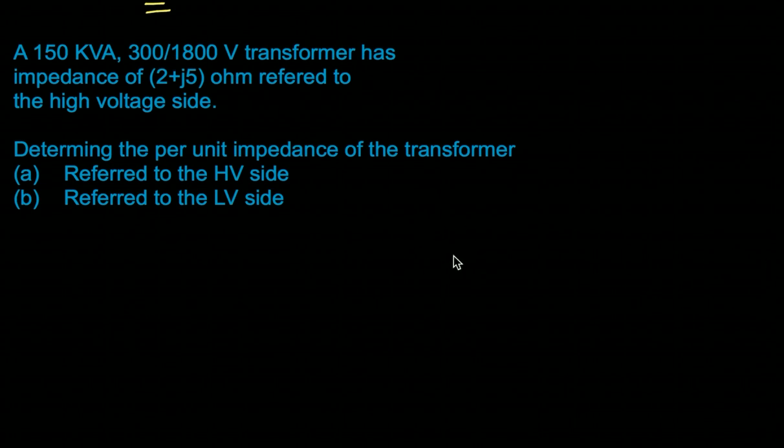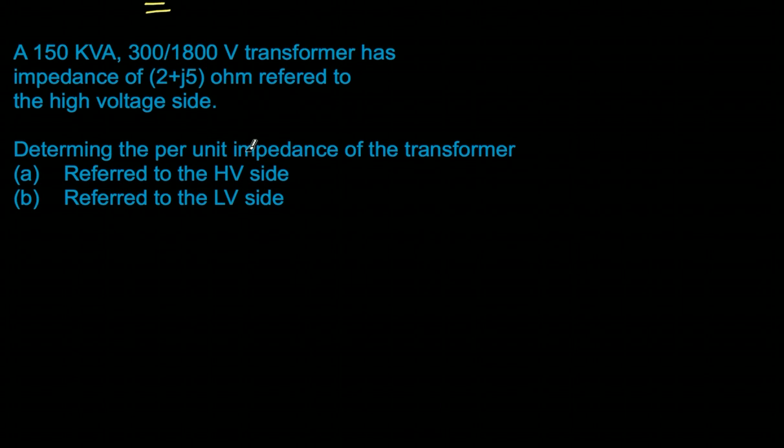Okay, so this is another problem. I hope again you will find this problem to be interesting. Let's look at the question that is there on the screen. A 150 kVA, 300 by 1800 volt transformer has an impedance of 2 plus J5 ohms, referred to the high voltage side. Determine the per unit impedance of the transformer, referred to high voltage side and referred to low voltage side. So suddenly a transformer is given to you.